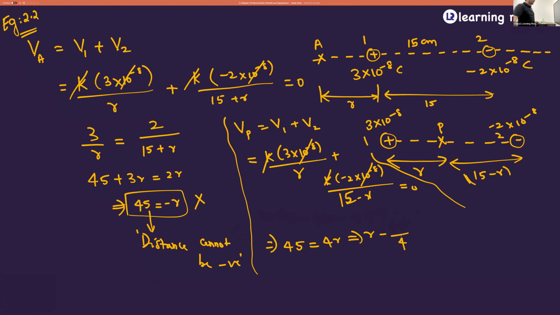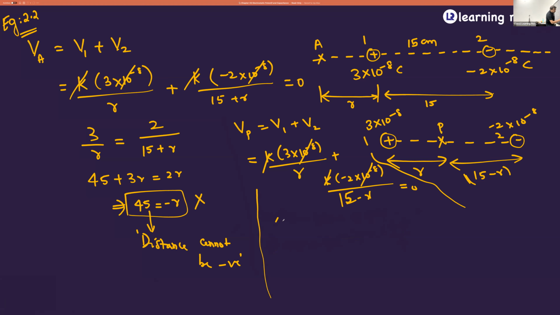Wait, I'll explain these steps again. So listen, there is a correction. When I cross multiply, we get 45 minus 3R is equal to, this 2 will get multiplied with R, it will be 2R. So 45 will be equal to 5R, which implies R is equal to 9 centimeters. So when you're reporting this answer, you should not write it as 9 centimeter in length. You need to mention it is at a distance of 9 centimeter from the charge of value 3 into 10 power minus 8.